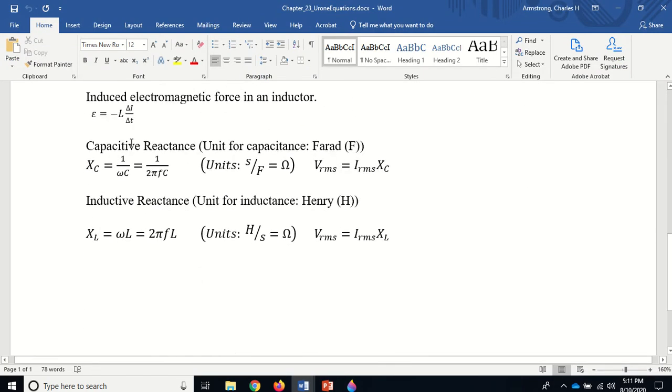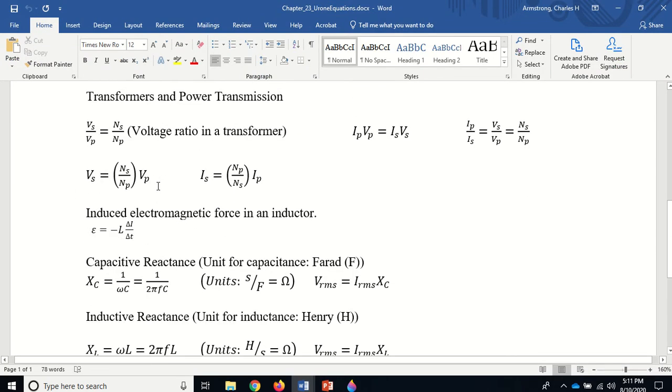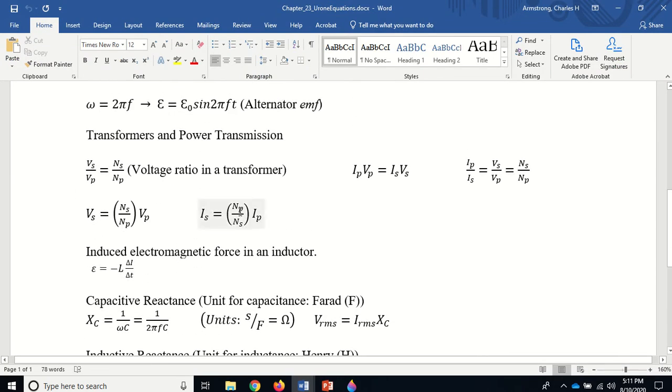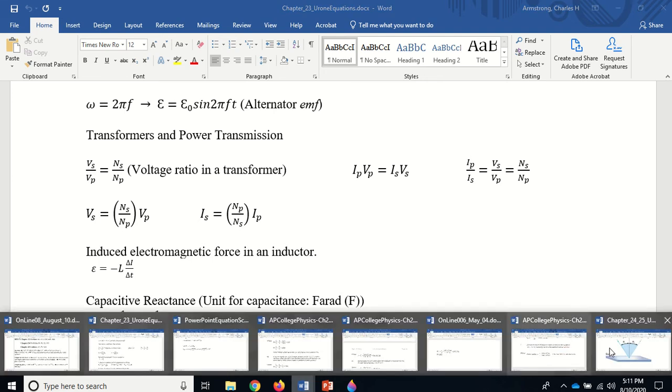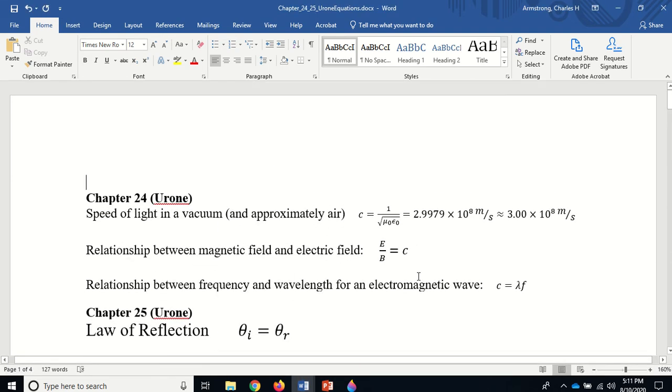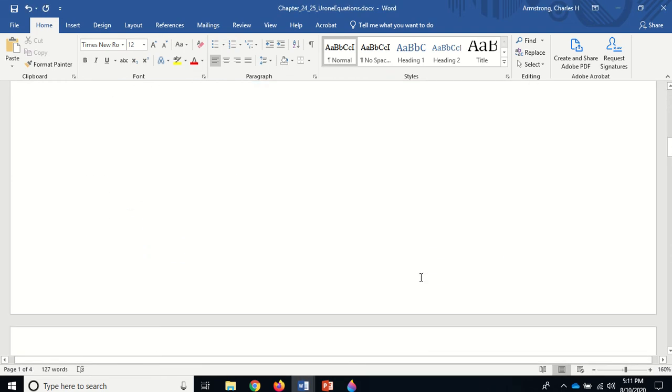Okay, we're not going to cover this. We stop right here. We're not going to cover this. And then 24, 25, I don't know if I have that open. Yeah, I do. So that's just reflection and refraction. Not very difficult stuff at all.